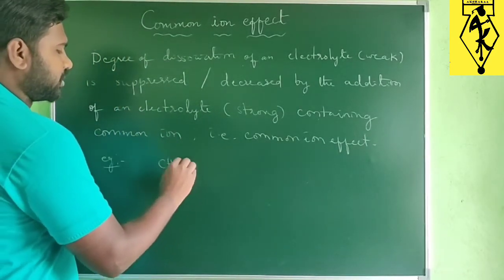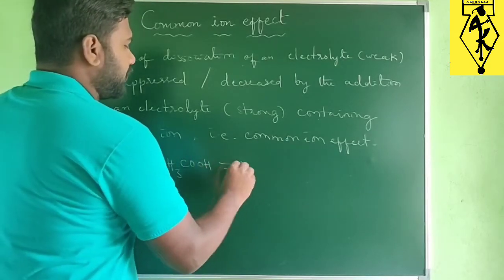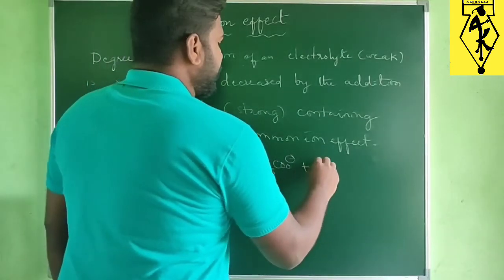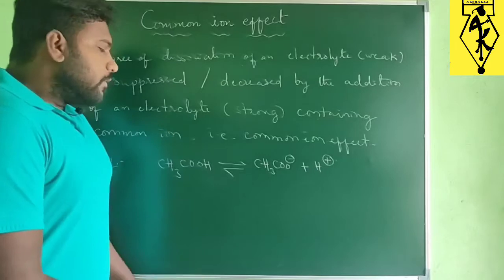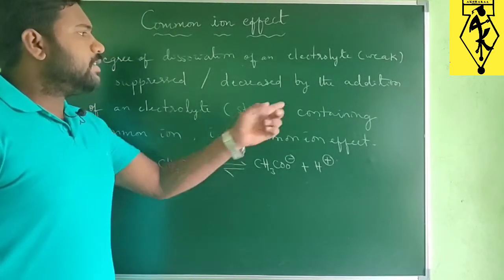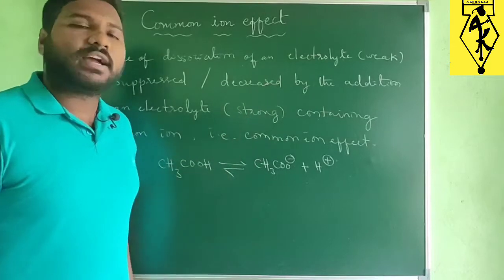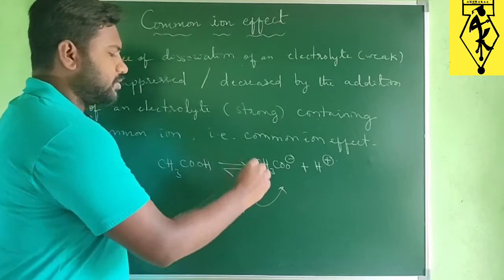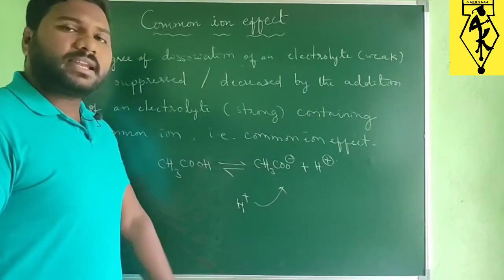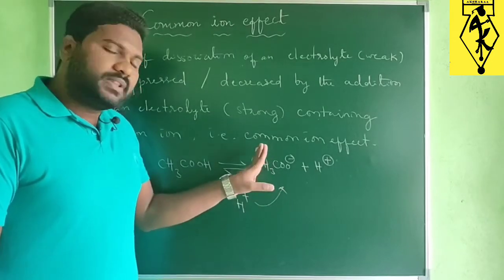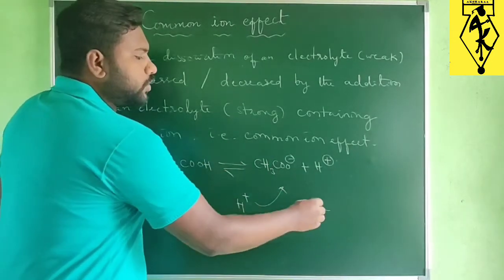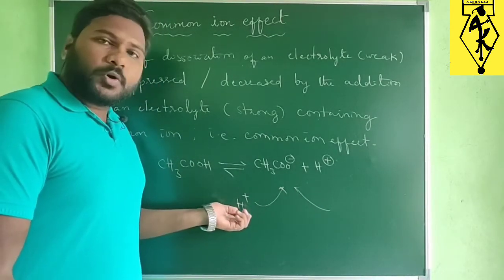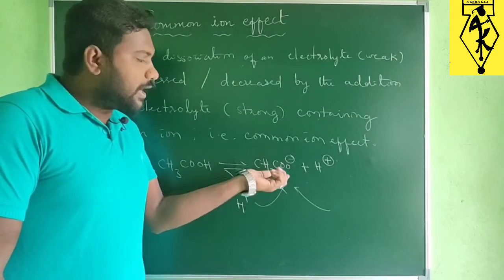I am taking the dissociation of acetic acid. It is a weak electrolyte, so this will give CH3COO minus and H plus. Now for this solution, if we add any strong acid, the strong acid is going to release H plus ions. Similarly, if we add any acetate salt to this solution, that salt is going to release acetate ions. So this electrolyte is able to produce the ion which is already common in that solution.